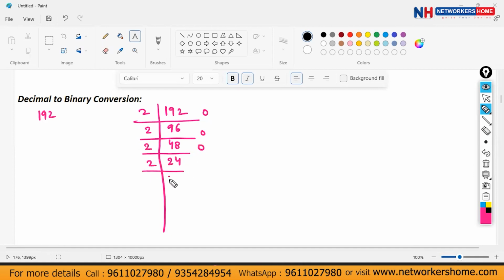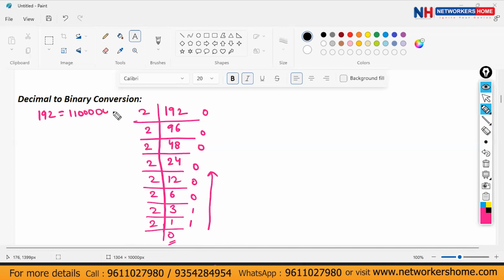Again divide by 2, 12, no remainder. Again divide by 2, 6, again no remainder. Divide by 2, 3, there's no remainder. What about now? There is one remainder, and again divide by 2. So it will go 0 times and the remainder will be 1. Now we have reached the end. The remainders, if you write them from bottom to top, will be the binary value. So this is 11000000. So for 192, the binary value is this.